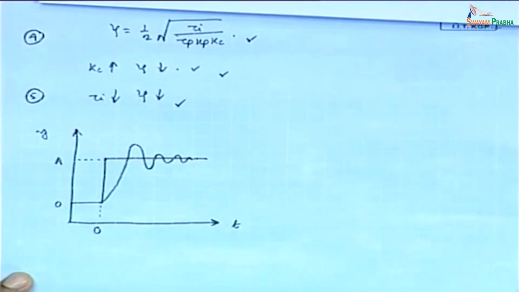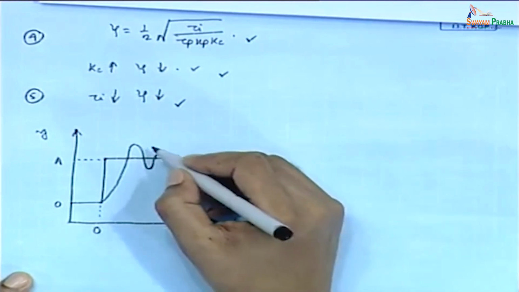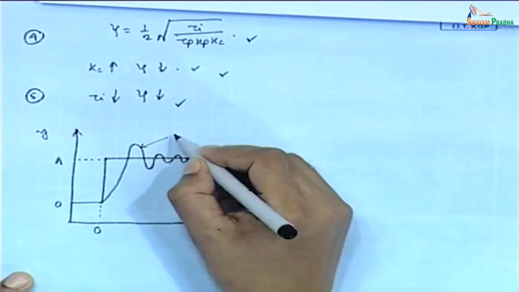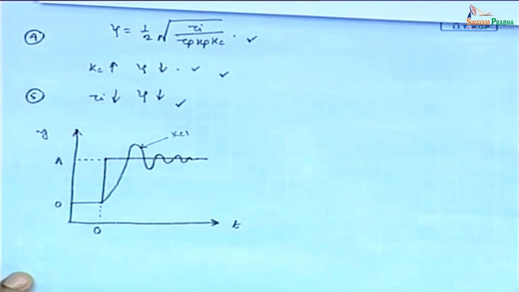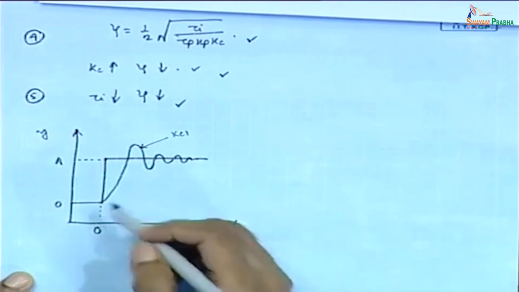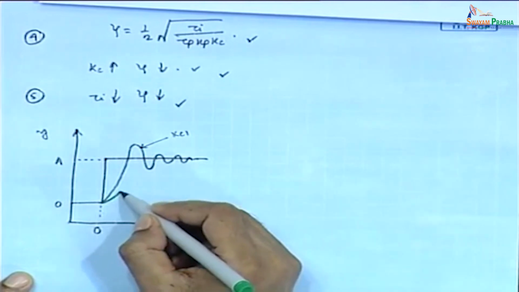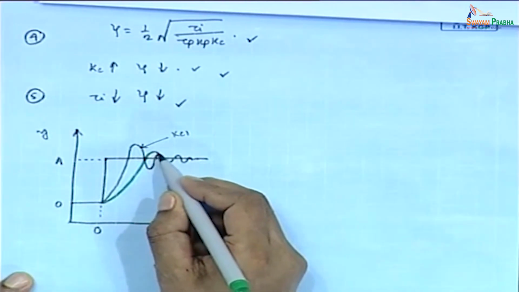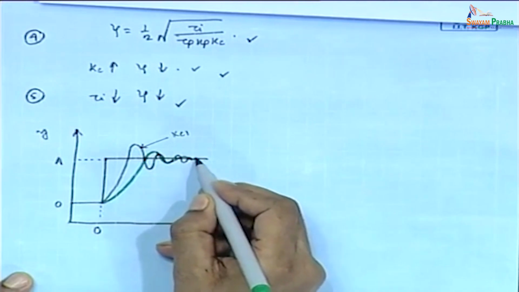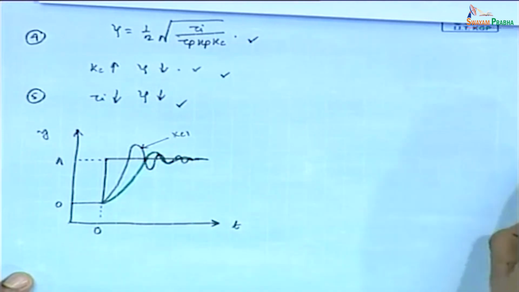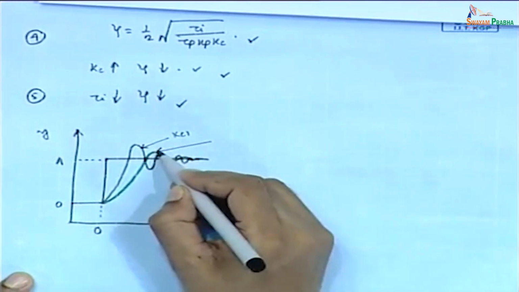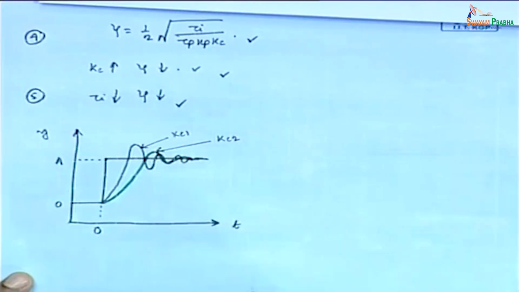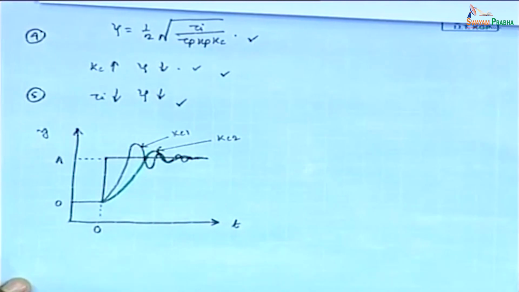Now, this is the closed loop response for a particular Kc value. Suppose that is Kc1. Another closed loop response we obtain for the value of Kc2. So, which one is greater, Kc1 or Kc2?